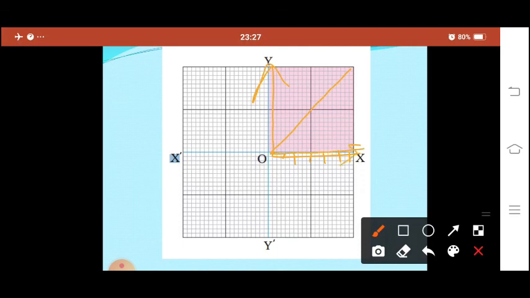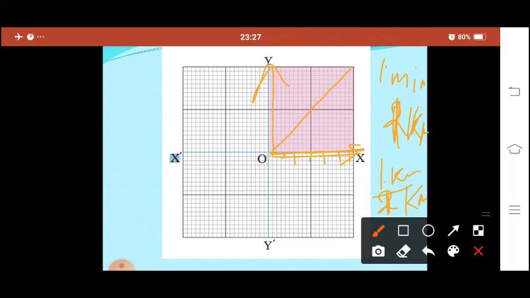Maybe some data you are getting like that: one bus is traveling. In the first 1 minute it travels 1 kilometer. Then the next 1 minute it travels another 1 kilometer. So like this you have data. That means you have to observe the time. Each time it is 1 minute.